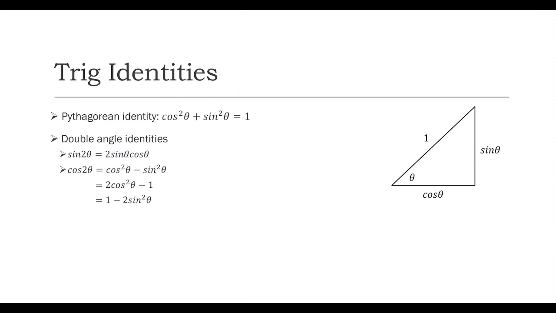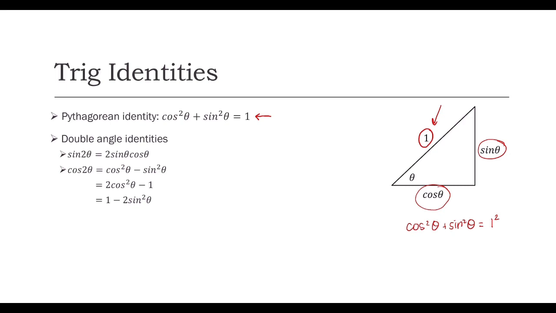So first we have our trig identities. Our Pythagorean identity is that cosine squared theta plus sine squared theta equals 1. This is because in your unit circle, your radius is 1. So if we use Pythagorean's identity, we'll have this side squared, cosine squared theta, plus this side squared, sine squared theta, equals this side squared, so 1 squared, which is just 1. So that's where your Pythagorean identity comes from. You can use this for simplifying a lot of expressions.